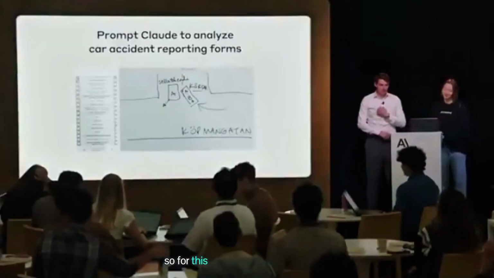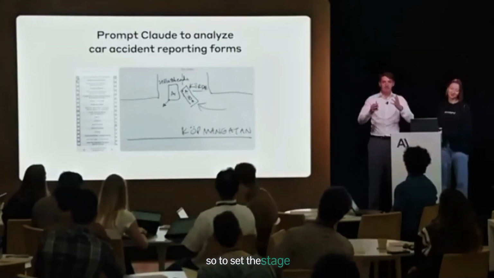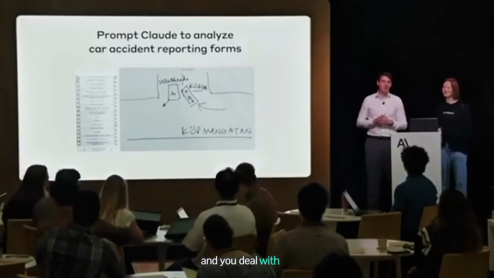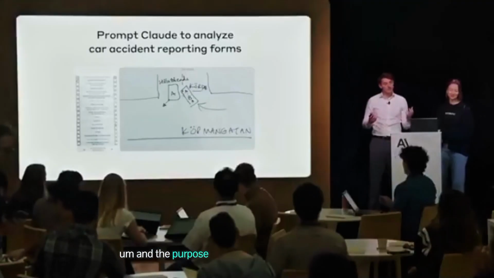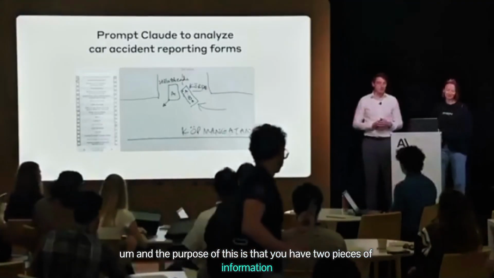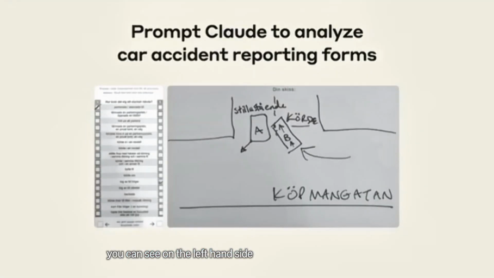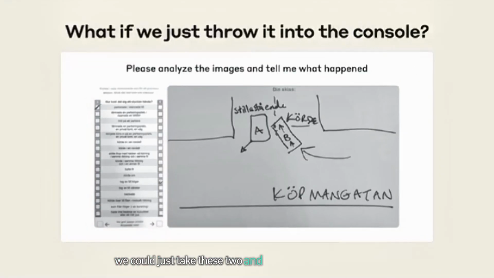So for this example, to set the stage, imagine you're working for a Swedish insurance company and you deal with car insurance claims on a daily basis. And the purpose of this is that you have two pieces of information. We're going to go through these in detail as well, but visually you can see on the left-hand side we have a car accident report form, just detailing out what transpired before the action. To begin with, we could just take these two and throw them into the console and just see what happens.